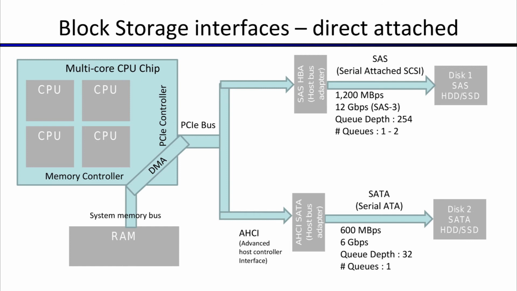The serial ATA interface, the SATA interface, has a smaller limit in its specification. You can reach up to 600 megabytes per second or 6 gigabits per second. And the queue depth in this case is 32 that you can reach with a single queue. So those are the slight differences between these two protocols. SAS is used definitely more in the enterprise space, and SATA is more in the desktop, user, and laptop kind of space.